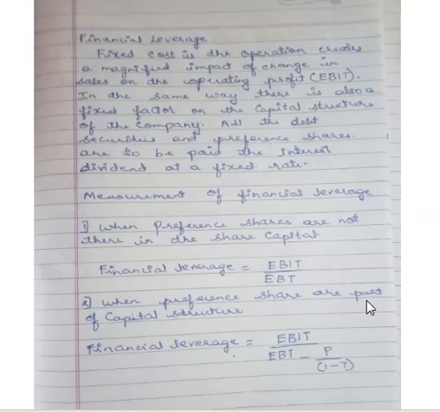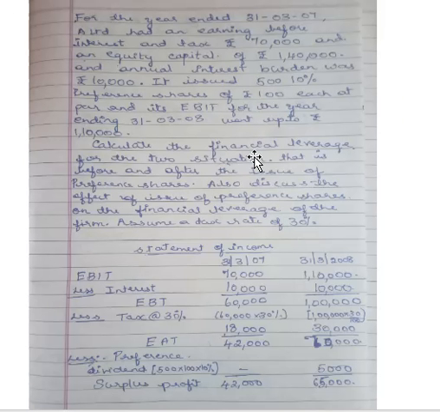When preference shares are part of the capital structure, then the formula is EBIT divided by EBT minus P divided by 1 minus T. Okay, the formula is EBIT divided by EBT minus P divided by 1 minus T. This is the formula you will use when there are preference shares in the capital structure. Okay, now let us go through the problems under financial leverage.